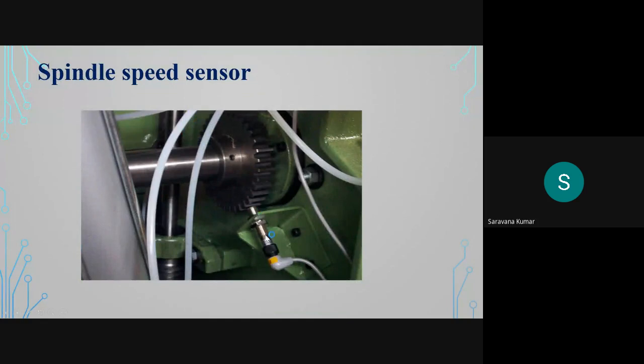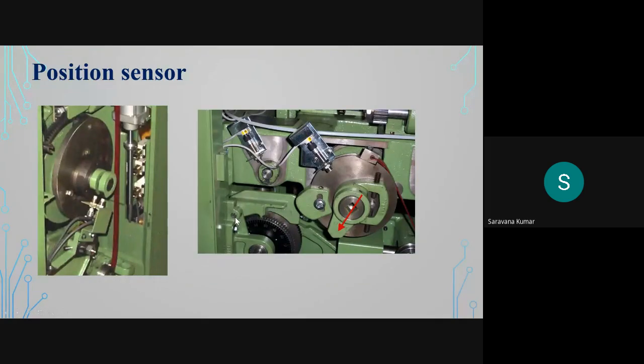Here also the motion sensor is connected to the gear wheel movement. Here it is called the position sensor. Whenever the machine is running, we have to keep the machine in the initial position when stopping. For that purpose, we are using the position sensor.